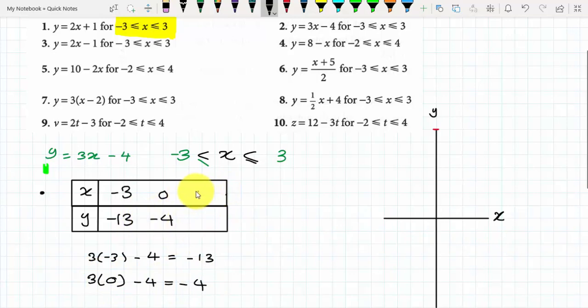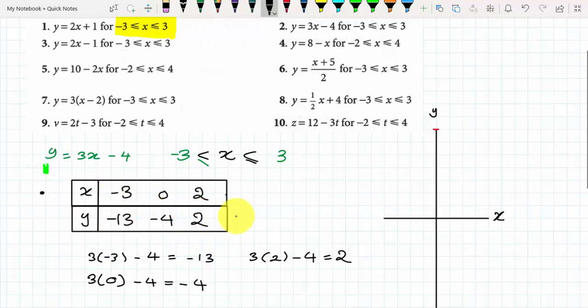And if we put 2, it's fine to pick other numbers, but what matters is that you have to pick numbers in the interval. If we put 2 in place of x, we will have something like this. 3 times 2 is equal to 6, minus 4 is equal to 2.